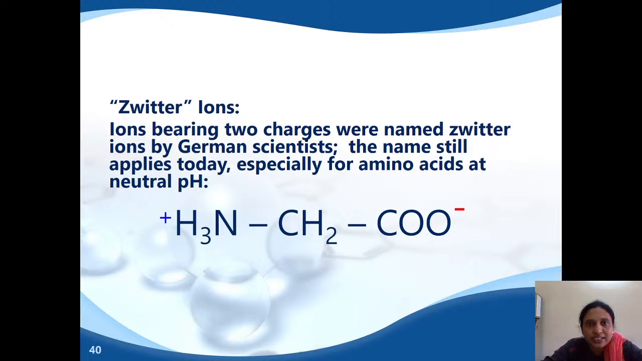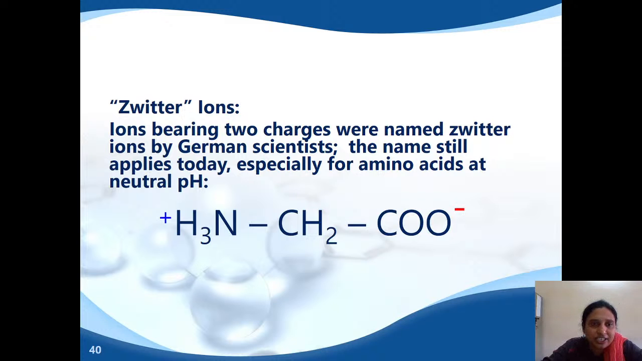So zwitterion means the pH at which the protein exists as a zwitterion, where it has an equal number of positive and negative charges. So there is no net charge at this pH. That indicates an equal number of positive and negative charges, so it restricts the movement of the amino acids under an electric field. At that pH, the amino acids are least soluble and give maximum precipitation.